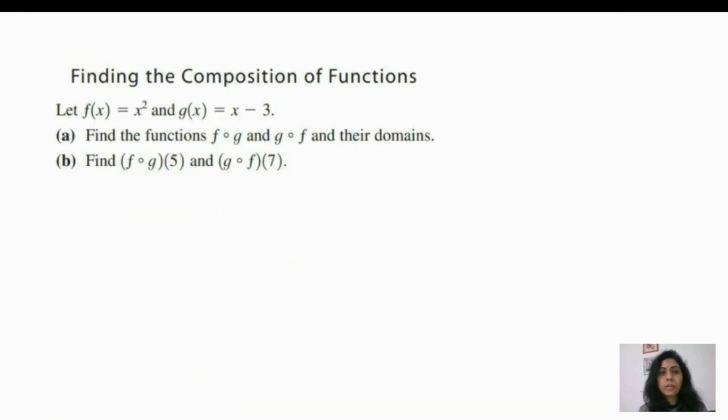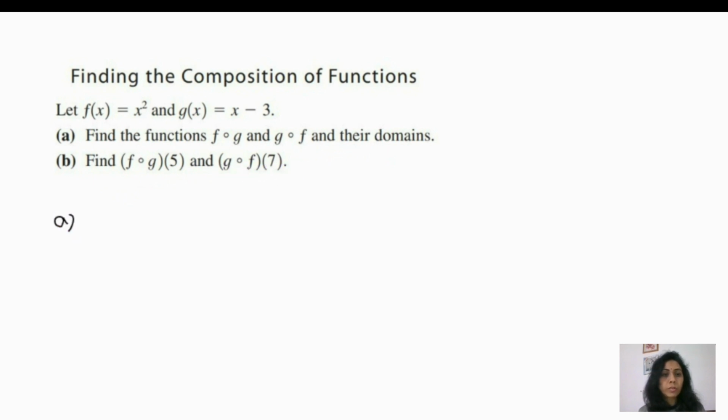Okay. Here is the question. Find the composition of functions. Let f(x) equal x square and g(x) equal x minus 3. First question, find the functions f o g and g o f and their domains. Find (f o g)(5) and (g o f)(7).